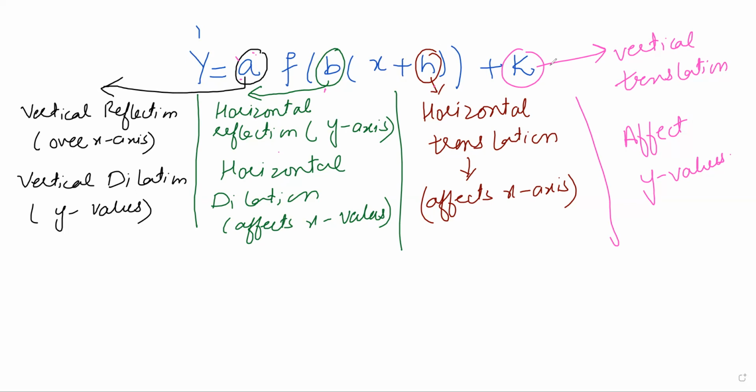Now, as you can see, we have vertical reflection, vertical dilation, and the letter A is responsible for vertical reflection or dilation. How do you know if letter A is responsible for either reflection or dilation? How do you know B is responsible for reflection or dilation? So in the next slide, you will get the answer for this.